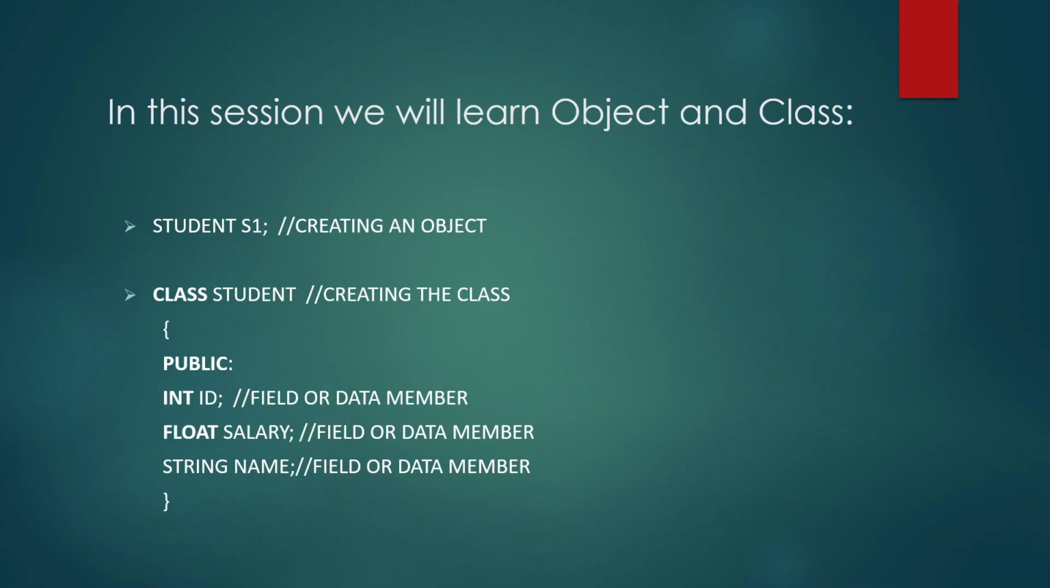So an object is a runtime entity. It is created at runtime. Also, an object is an instance of the class. All the members of the class can be accessed through the object.